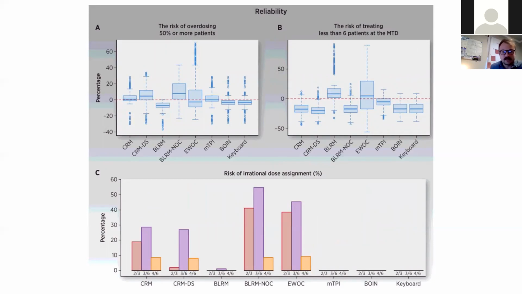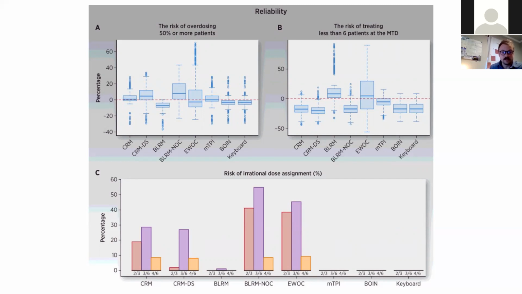So the second half of that is looking at reliability, which are A and B of these figures. So they looked at the risk in figure A, the risk of overdosing, which is defined as the percentage of simulated trials with more than 50% being treated at a dose above the MTD. That is, we're measuring the likelihood of a design assigning more than half the patients doses above the MTD.